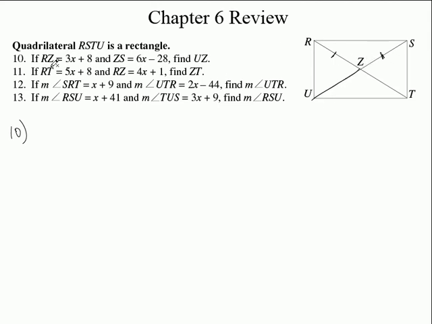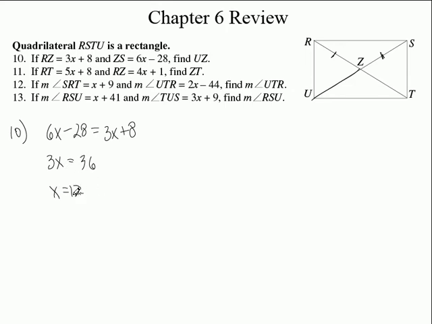So let's do this. What's the relationship between RZ and ZS? They're equal to each other, so we set these equal to each other. When I set them equal, I like the larger one on the left-hand side. It just makes my algebra a little easier. Now I solve. Subtract 3x from both sides. 6x minus 3x is 3x. Add 28 to both sides, and that's 36. Divide both sides by 3, and I get 12.